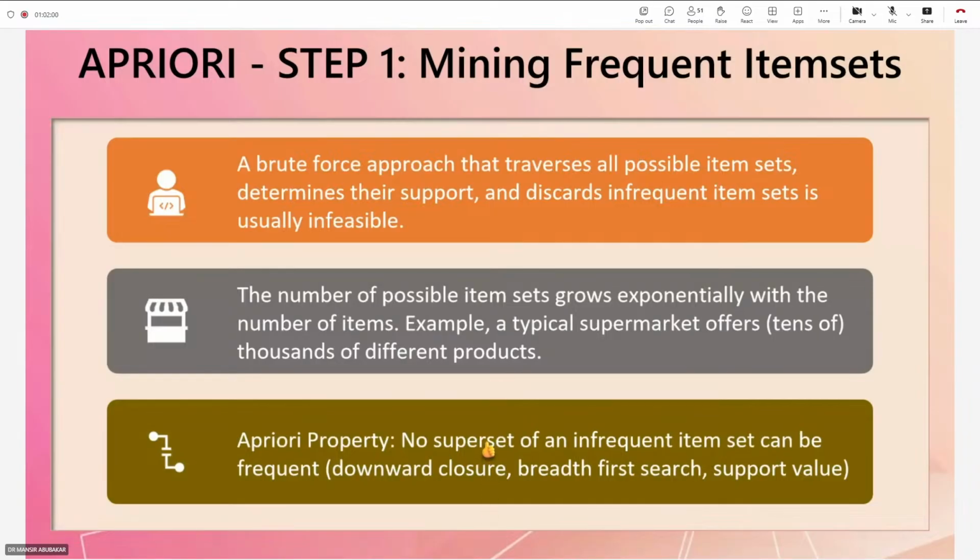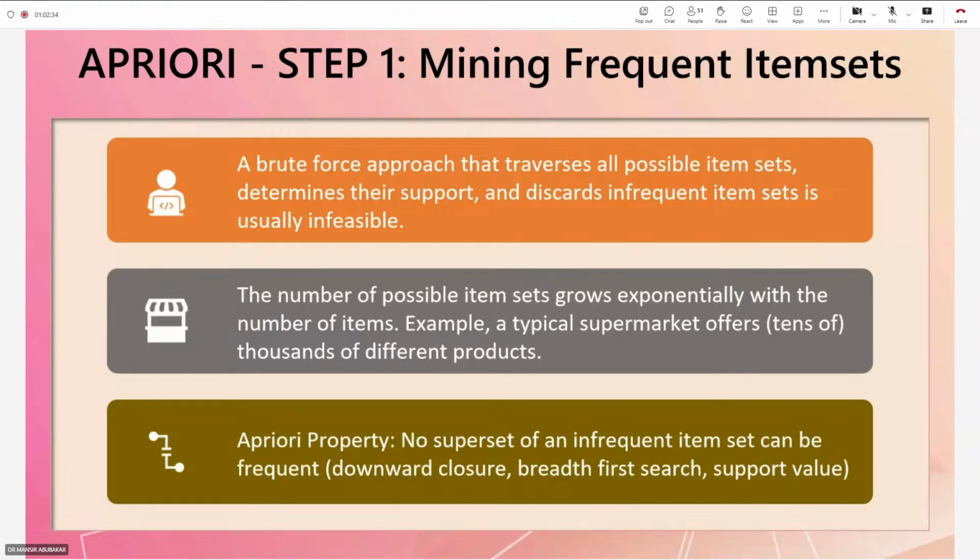So now step 1 is mining the frequent items. So we have to keep this in mind: a brute force approach traverses all possible item sets, determines their support, and discards infrequent item sets. Sometimes, in the case of big data, the data items that are not frequent are discarded from the data. So in this case, it's sometimes very difficult for this algorithm.